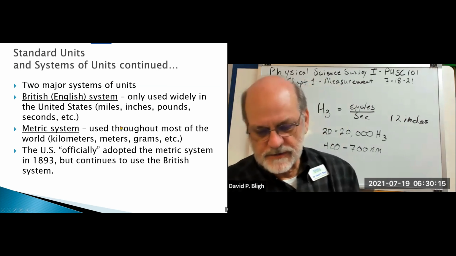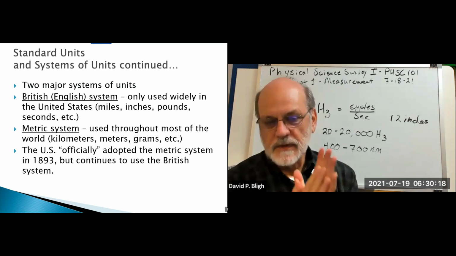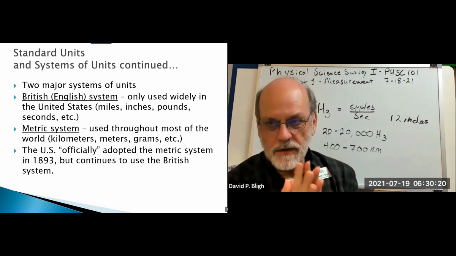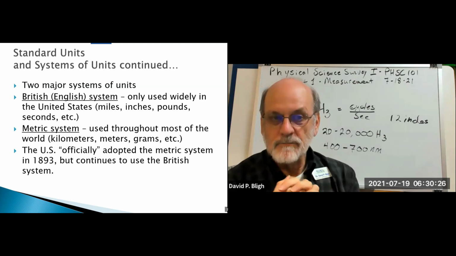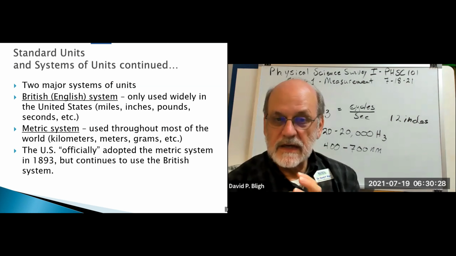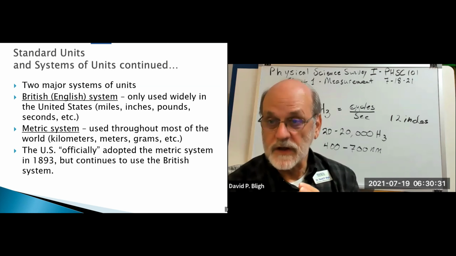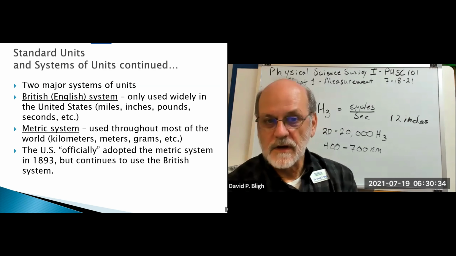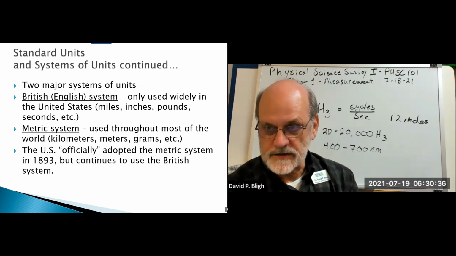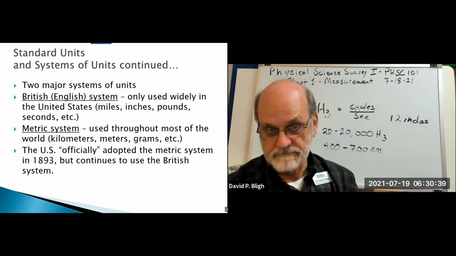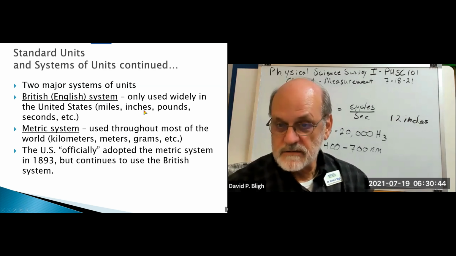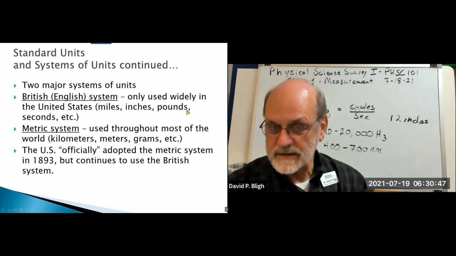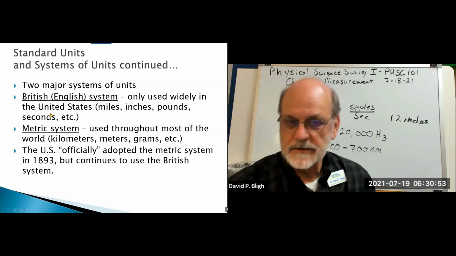We have 2 major systems. In the sciences, no matter where you are on the earth, we use the metric system. But for common measurements in the United States, which is the only country left doing this, common units that are used are in the English system. Sometimes it's called the imperial system or the British system. Miles for distance, inches for length, pounds for weight, seconds. Of course, we all agree on seconds. That's the same for all the systems.